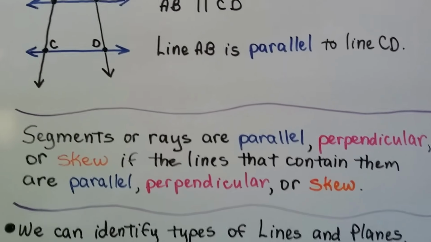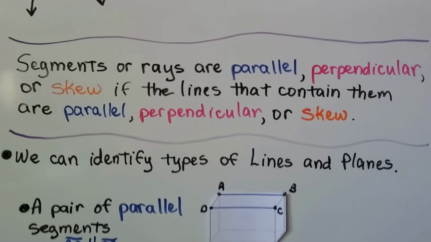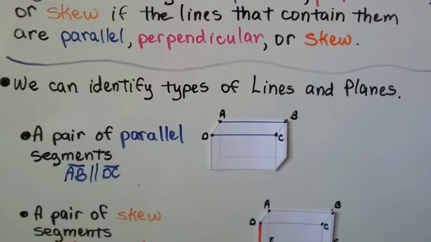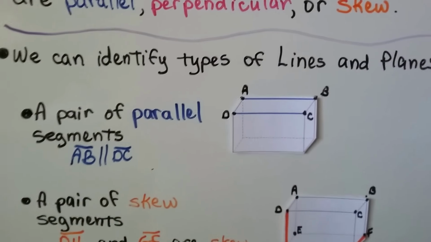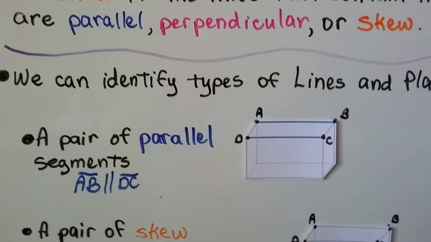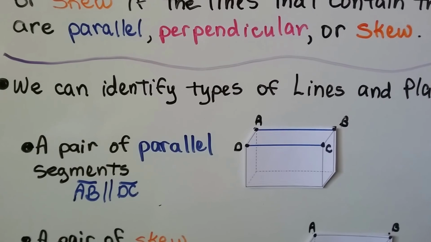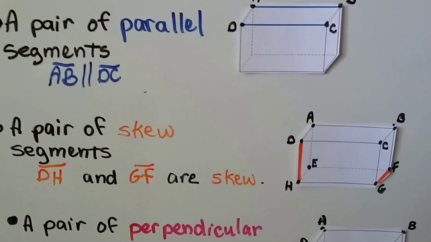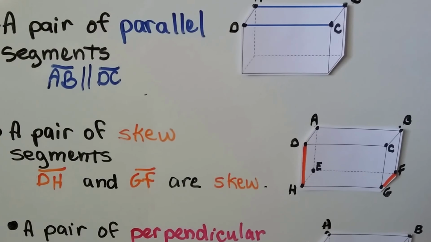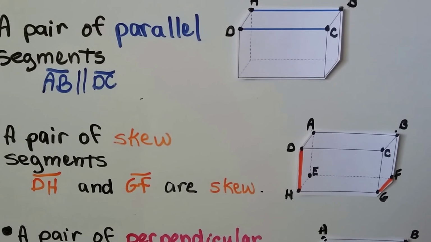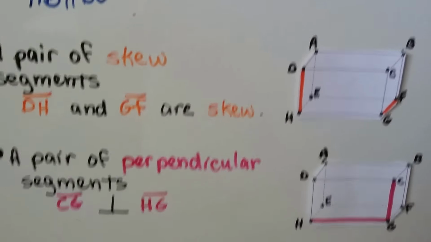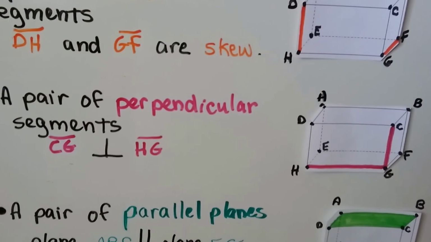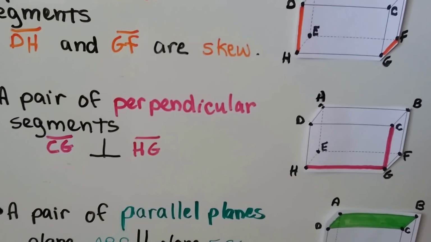Segments or rays are parallel, perpendicular, or skew if the lines that contain them are parallel, perpendicular, or skew. And we can identify types of lines and planes. In this first one, we have a pair of parallel segments. Segment AB is parallel to segment DC. For this one, a pair of skew segments, we have segment DH and segment GF are skew, the two orange lines. For this one, we have a pair of perpendicular segments. Segment CG is perpendicular to segment HG.